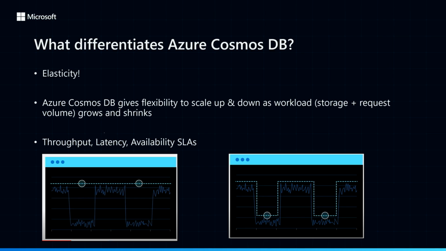Elasticity is about flexibility. Cosmos DB is a service that gives you the flexibility to scale up and down as your workload grows and shrinks. And most of the time, this happens automatically without you even knowing. This all happens while we maintain throughput, latency, and availability SLAs. So now that we have this flexibility in mind, let's see how we can take advantage of it.